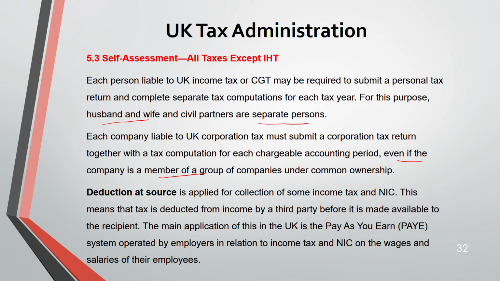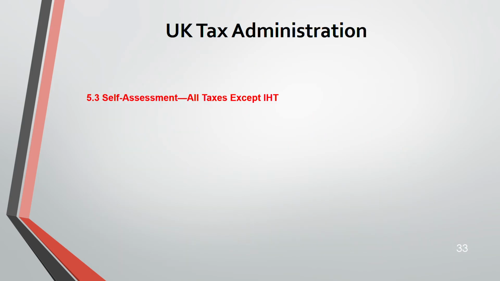Deduction at source. This is applied for some income and NIC. Mostly other types of income are not deducted at source. Okay. So your income is deducted by a third party before it is made available to the recipient. As I told you, pay as you earn. This is mostly for the salaries of the employees. Okay, it is related to income tax and NIC on the wages and the salaries of the employees. It's deducted. Next.